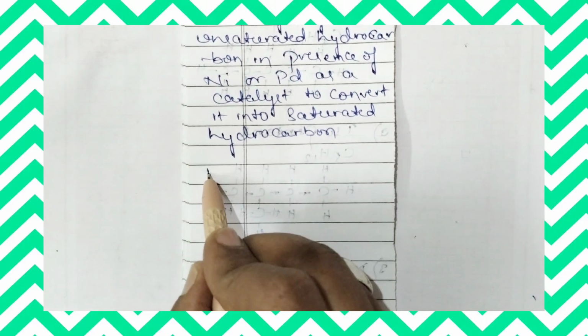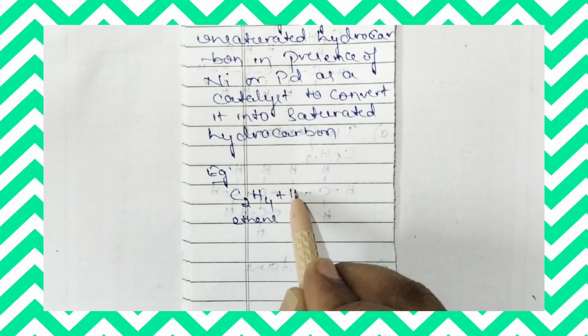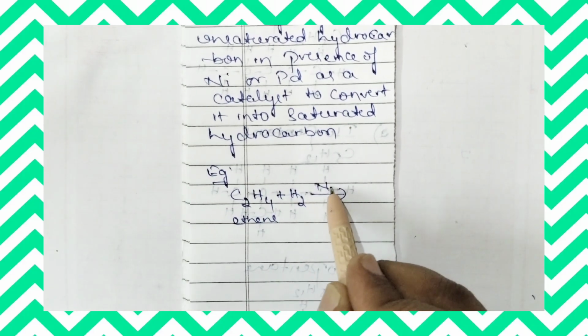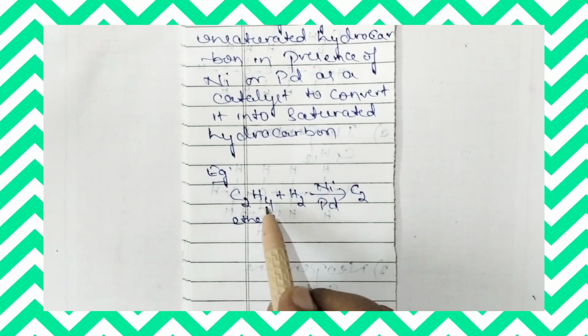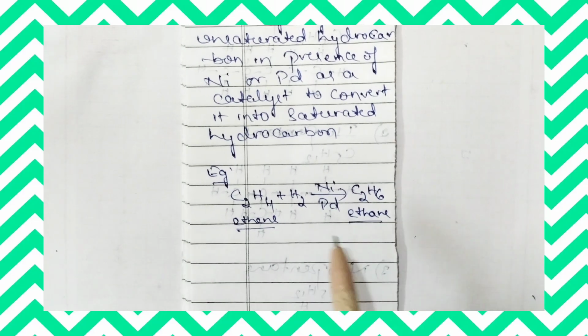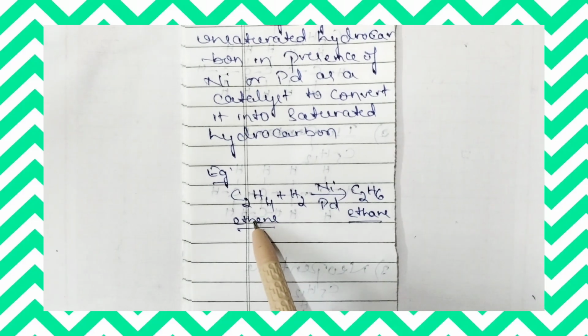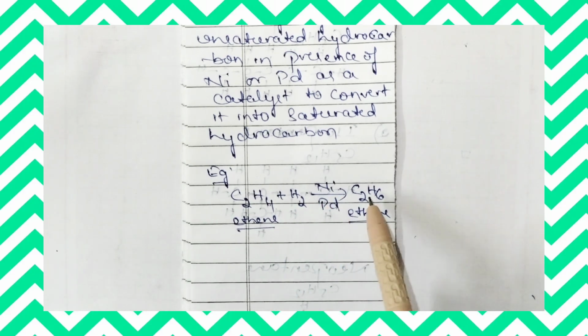So if I take an example, I will take an unsaturated hydrocarbon, that is ethene. Ethene is an unsaturated hydrocarbon. When we add hydrogen to ethene in presence of nickel or palladium as a catalyst, C2H4 plus H2, 4 plus 2, becomes C2H6. It will become ethane. Ethene is unsaturated, ethane is saturated. So converting an unsaturated hydrocarbon into a saturated hydrocarbon by adding hydrogen in presence of nickel or palladium is called addition reaction.